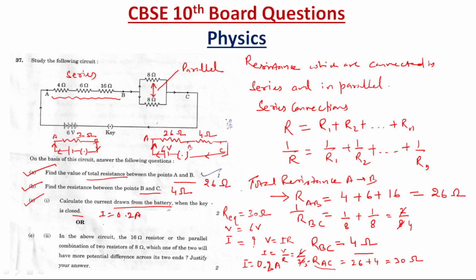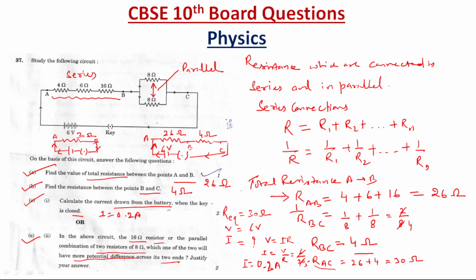Second, what it says: in the above circuit, the 16 ohm resistor, or the parallel combination of two resistors of 8 ohm, which one of the two will have more potential difference across its two ends? Justify your answer.